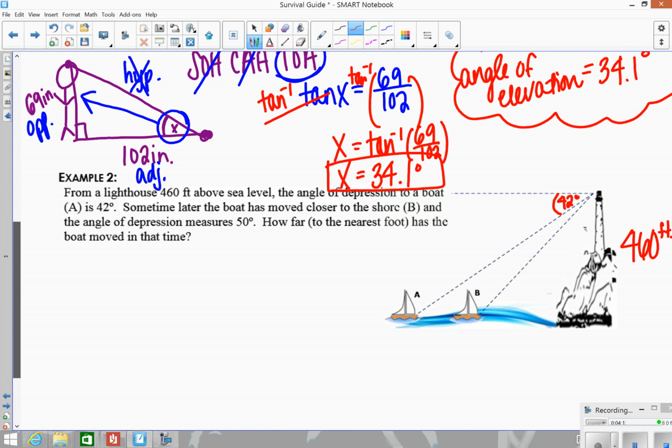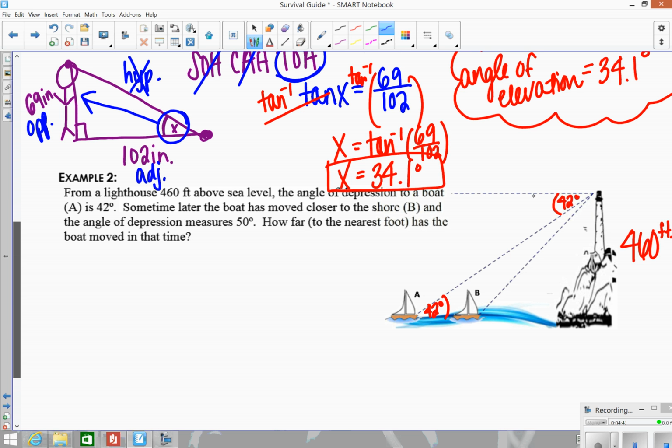And then you want to look for those Z shapes. So the Z shape occurs right here, so that means this is also 42 because those are alternate interior angles, and they're congruent because these lines, the angle of elevation, the angle of depression, are created by parallel lines. So these horizontal lines are parallel, which is why those angles are equal. Then we look at sometime later the boat has moved closer to the shore, which is boat B, and the angle of depression is 50.